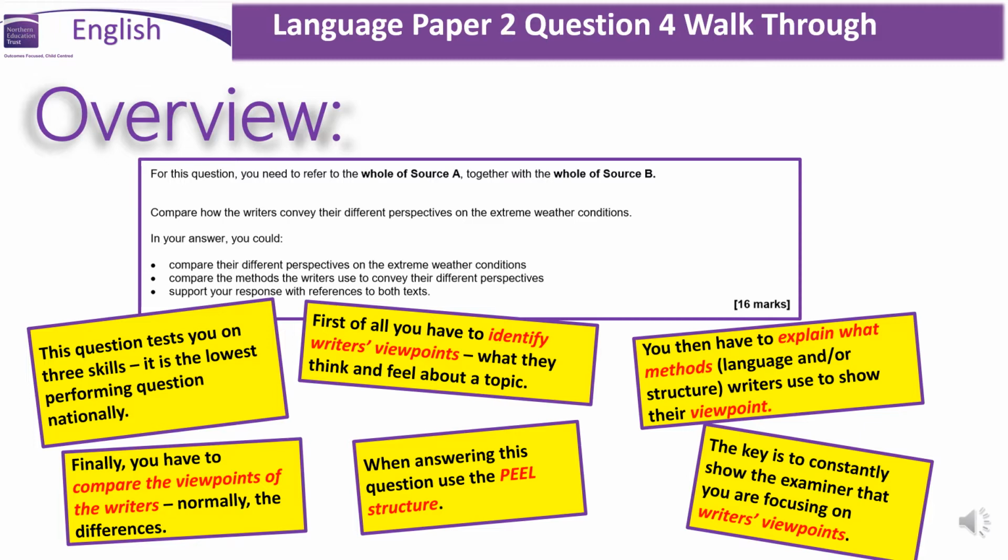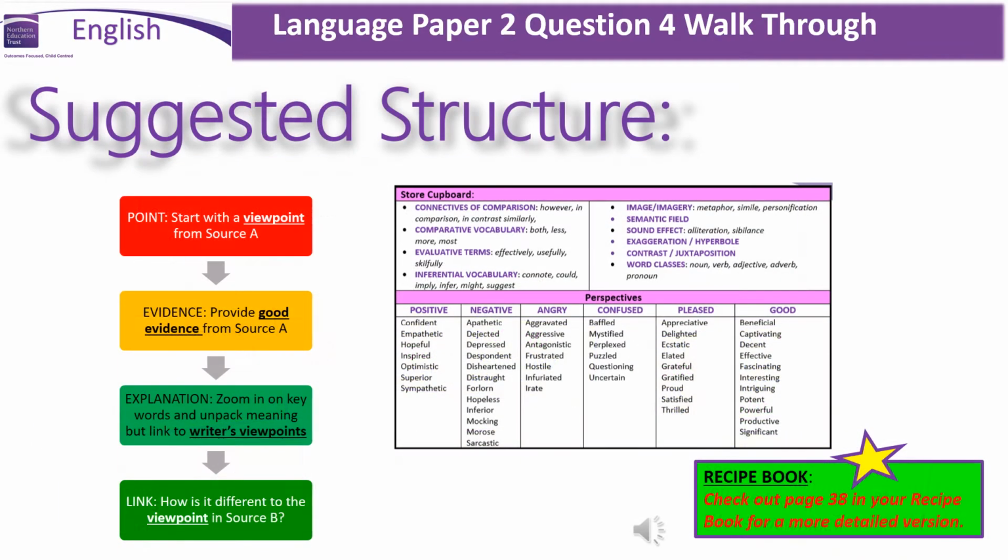When answering this question, use the peel structure. Start with source A and then make sure that you link it to source B. And the key to success in this question is to constantly show the examiner that you are focusing on the writer's viewpoints. So what the writer in source A thinks in comparison to what the writer in source B thinks. Like with every question, we do have a suggested structure for this, and it is the peel paragraph. So please check out page 38 in your recipe book and onwards for a more detailed version.